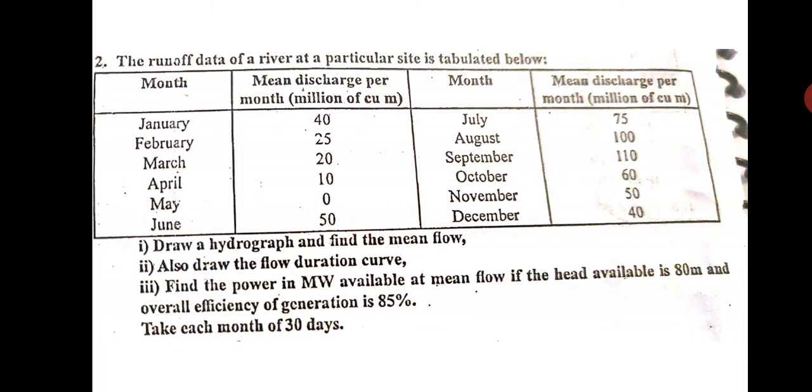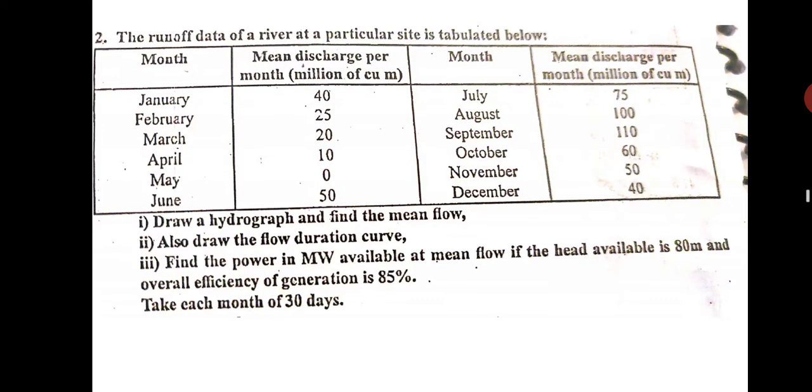And now what is the minimum value here? The minimum value is 0. Then it starts from 10 and the maximum value, somewhere in August, September, is 110 millions of cubic meter per month. Now draw a hydrograph and find the mean flow. First we have to draw the hydrograph and find the mean flow. Second, also draw the flow duration curve.